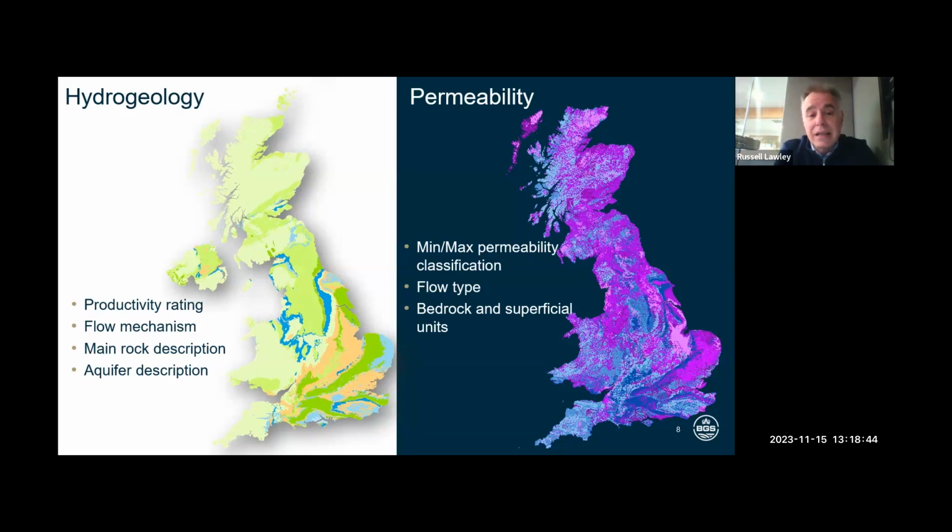It's a really simple classification of the productivity rating of the aquifer. Basically, it's a major aquifer or a minor aquifer, whether it's productive or not. There's a description for flow mechanisms, so matrix flow or fracture flow. There is a main rock description, so the bright green is obviously the chalk aquifer. You can see the blues, the dark blues of the Triassic aquifer in there as well. And there is a generalized aquifer description. If you're a hydrogeologist wanting a simple overview for the UK, a great map to go and play with.